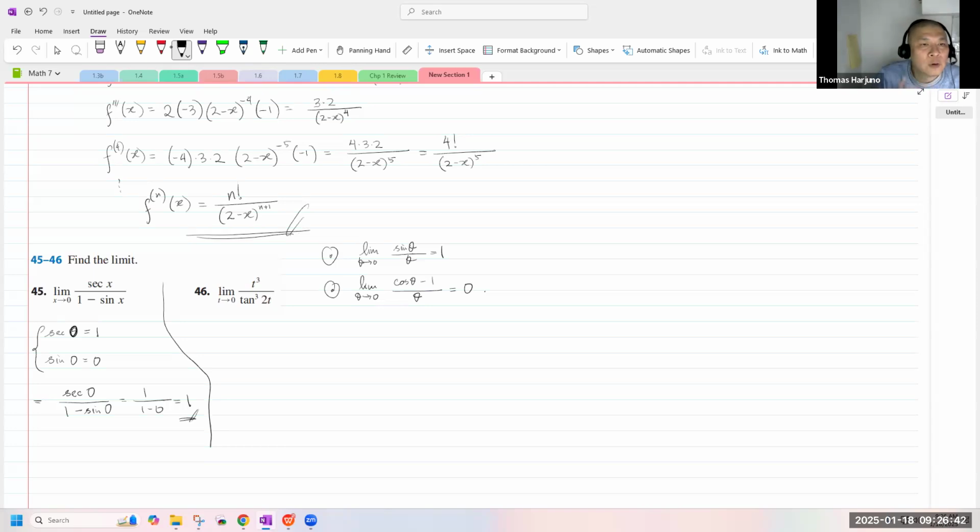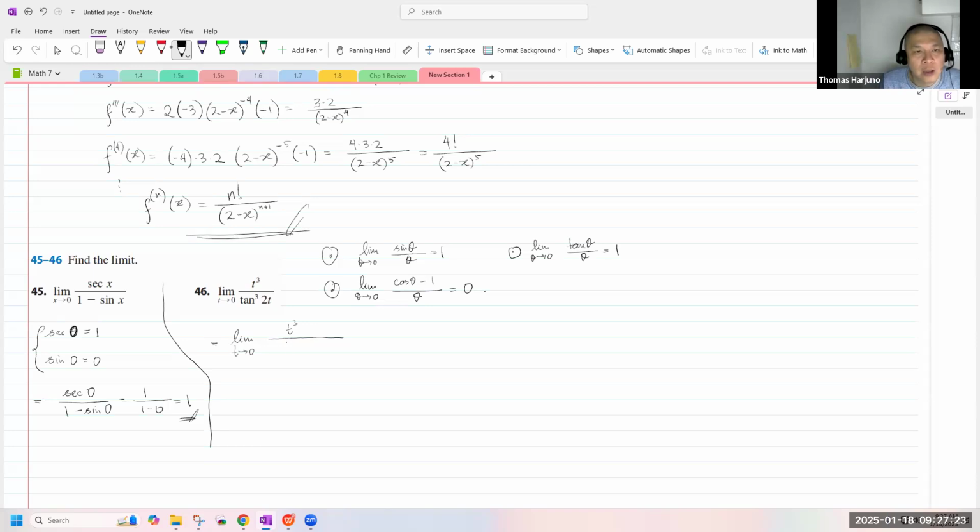Now, for number 46, that's not the case. You will get 0 on the top and tangent 0 is 0. Okay, so I need to rewrite this. This is the limit as t approaching 0 of t cubed over... Remember, I also have one that our textbook didn't mention, and I think they have a reason for that. Limit as theta approaching 0 of tangent theta over theta also equals 1. Okay, so let me use that here.